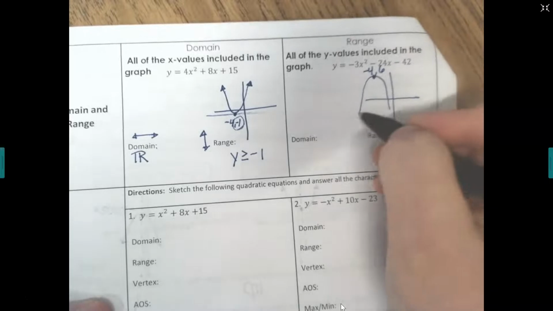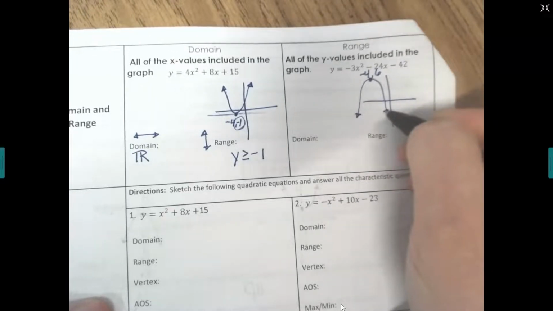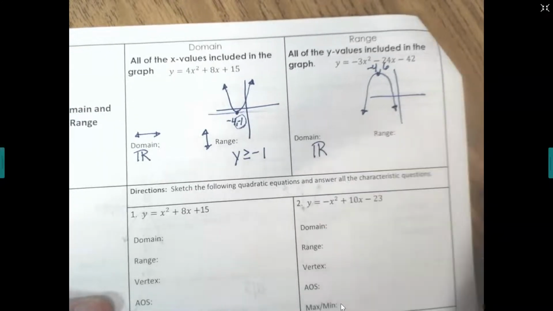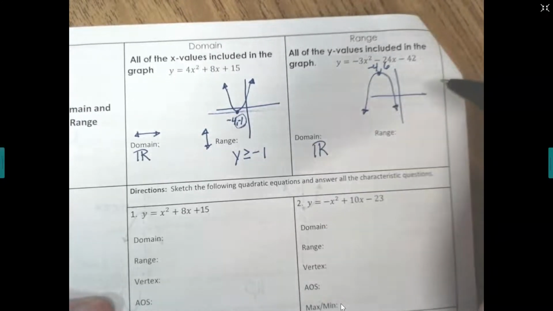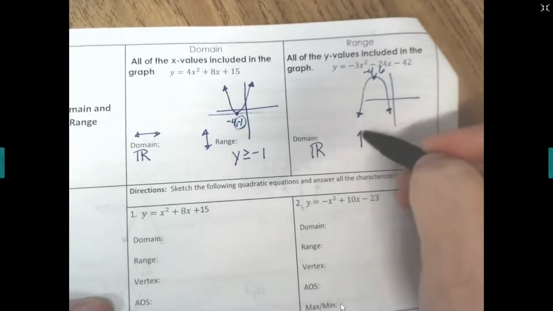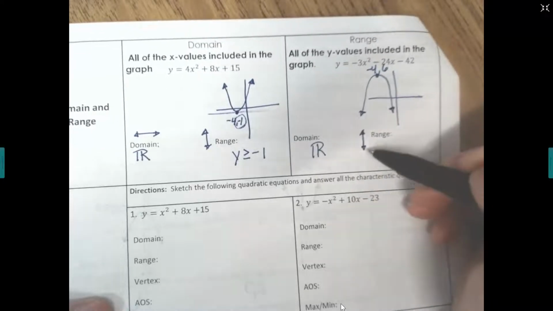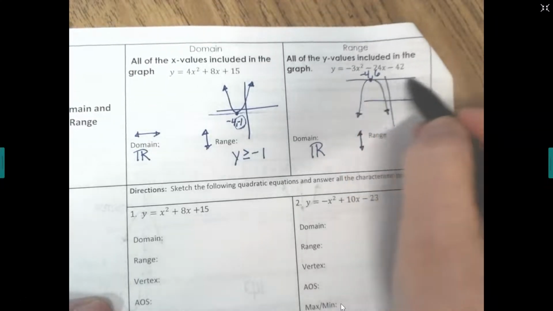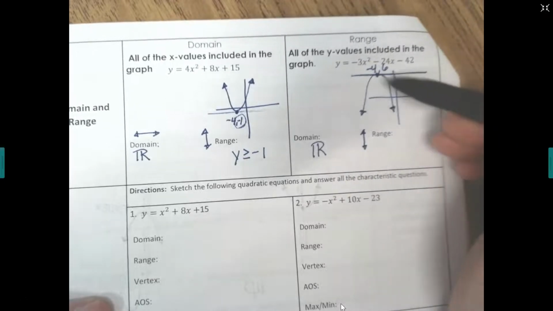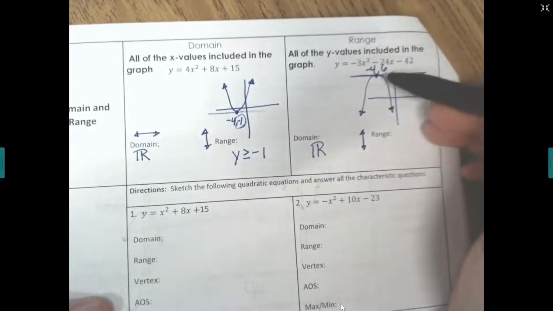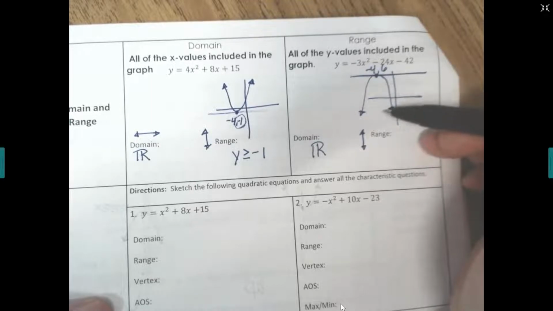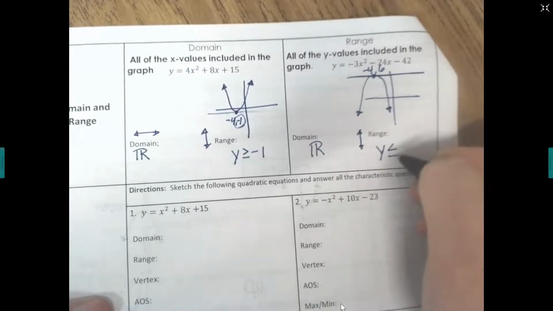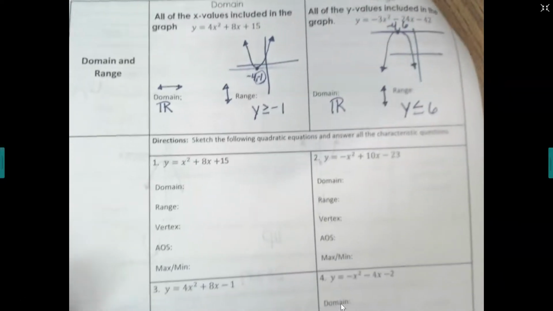Okay, so for domain, this is a non-real world problem. It goes on forever and ever. It never stops left or right. So that's all real numbers. Your range is a y value. It's an up and down value, and you always read from the bottom to the top. Well, so here's the top. All of my y values are underneath this point, and that y value there is 6. So all of my y values are less than or equal to 6.